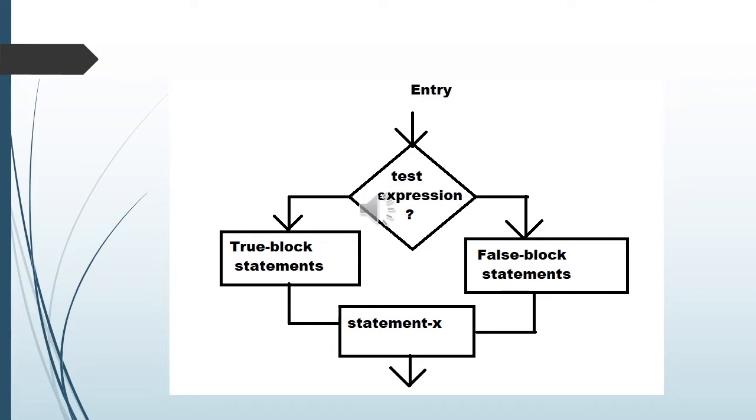Here this is the flowchart for the if else statement. If test expression is true, it will go to the true block statement. Otherwise, if the test expression is false, it will go to the false block statement and then statement X is executed.